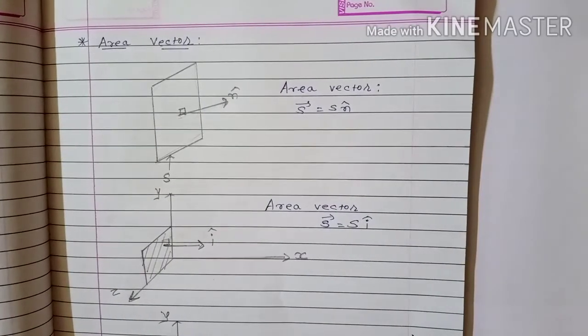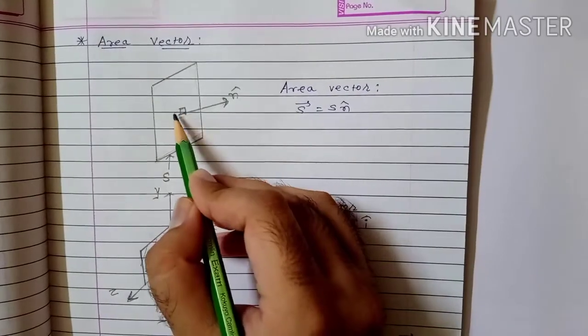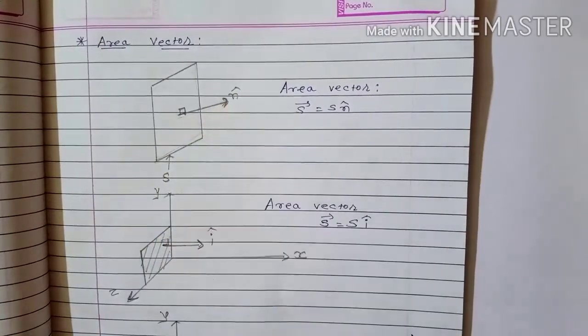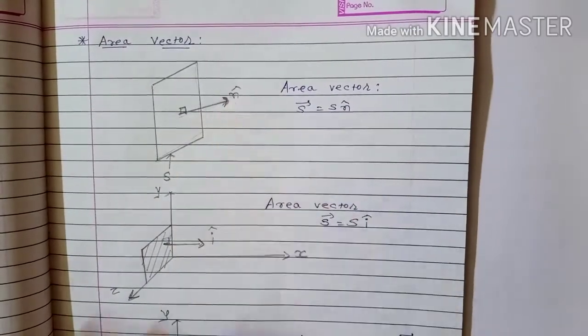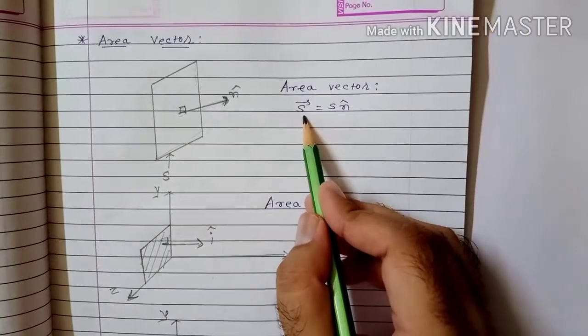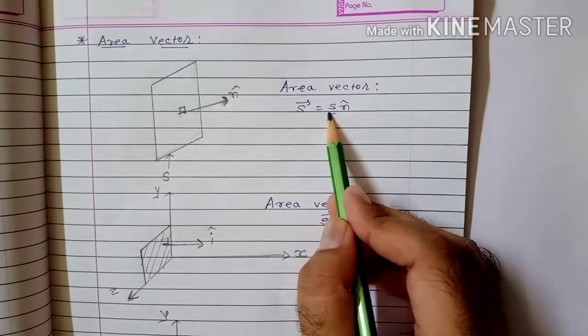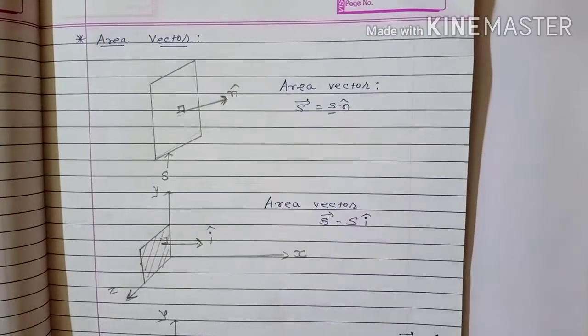If we have to consider the direction of this area vector, then the direction of the area vector is always perpendicular to the surface. And here that perpendicular I have represented by the unit vector n cap. So the area vector can be written as S vector is equal to the magnitude of area, that is S, into the direction, that is n cap.